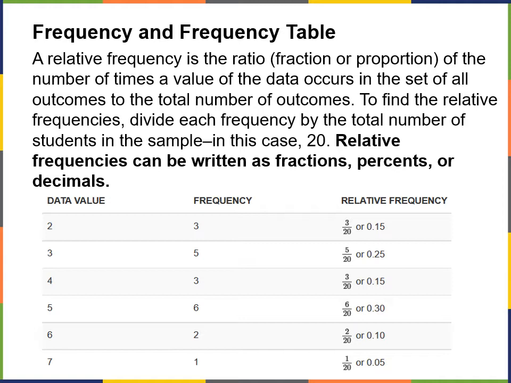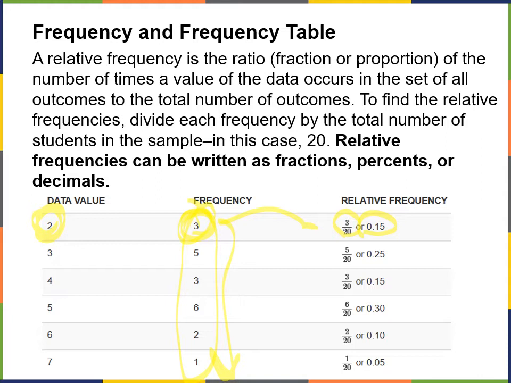So while 3 people worked 2 hours, you want to see how that compares to the entire data set. If we convert it to a relative frequency, well, there were 20 people in our data set total. If you add up all your frequencies, it tells you how many students you sampled. And if we divide that 3 by 20, or turn it into a decimal, 0.15, that tells you the relative frequency.